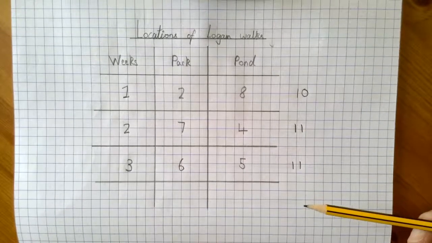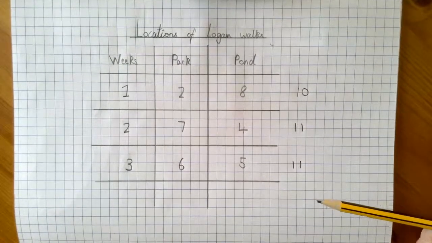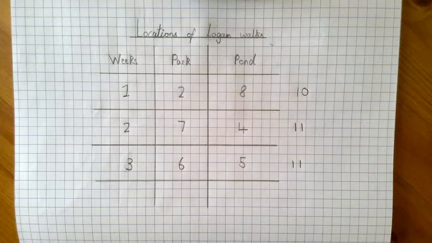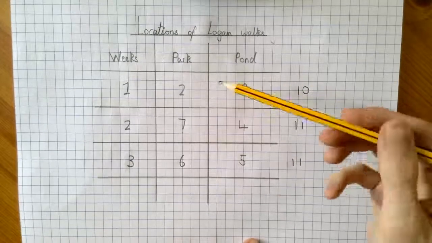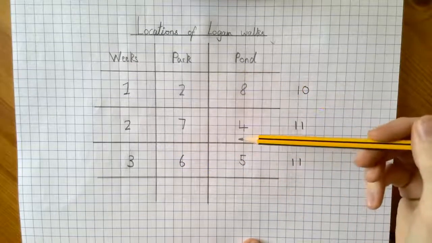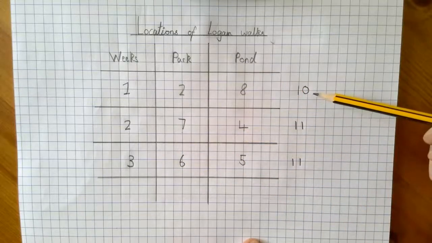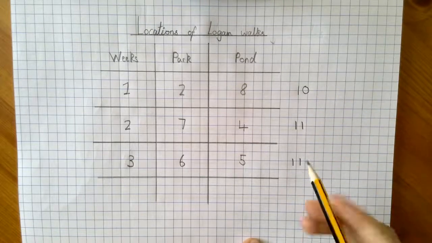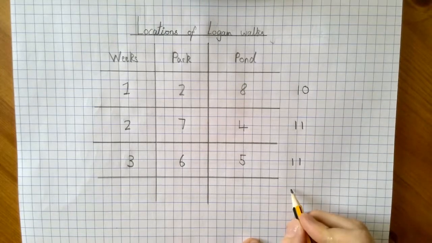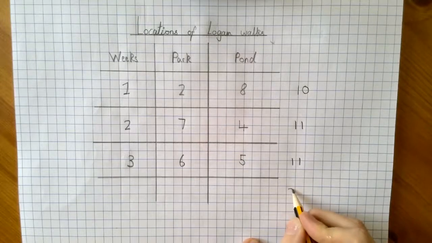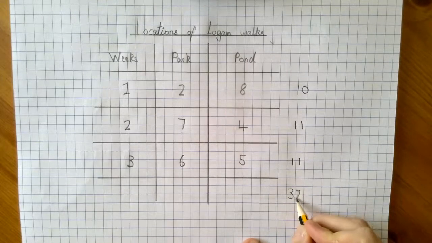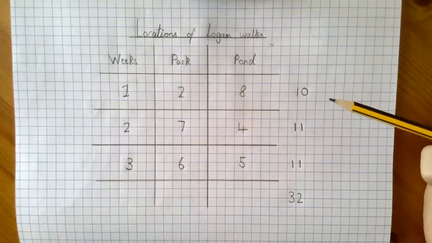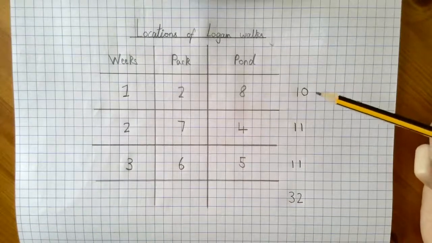But I actually might want to find out how many times I went for a walk across those 3 weeks. And instead of adding all of these numbers together, we're still doing it, but we're going to use our subtotals. So I've got 10, 11 and 11. So our total walks, I can put at the bottom, is 32. And obviously these numbers are nice and easy to deal with. If they're more challenging, use some column addition.